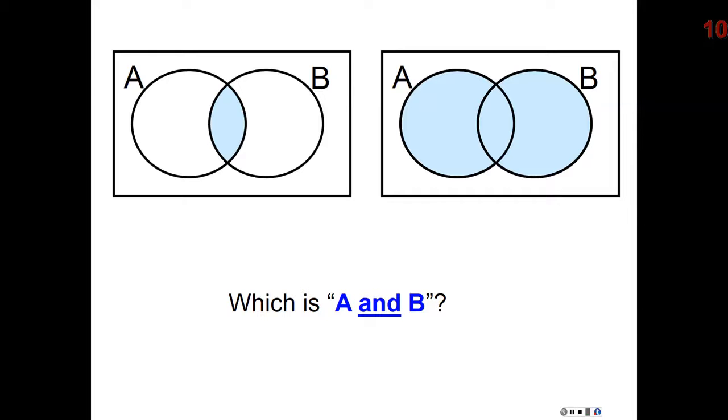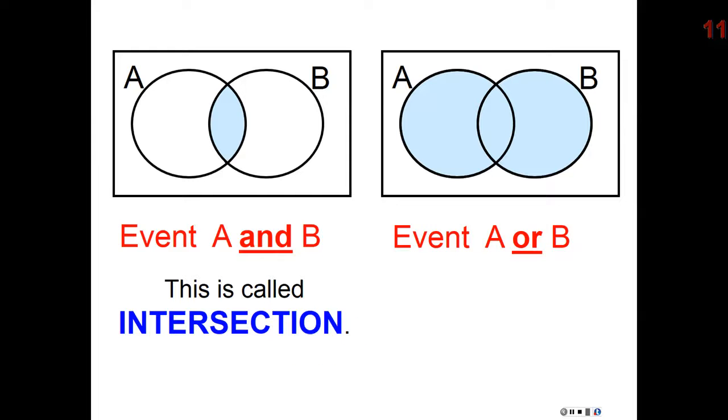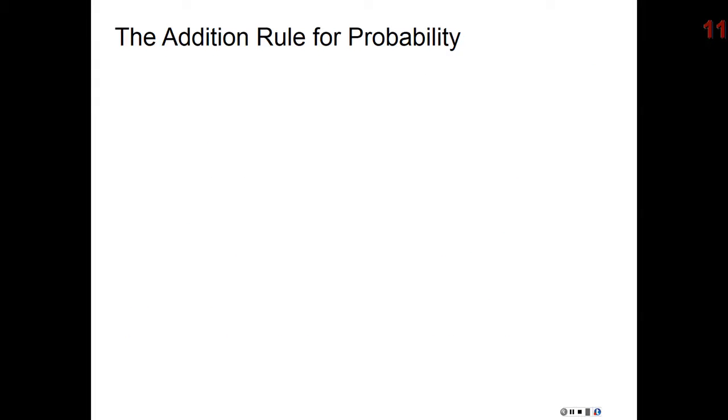So which is A and B? That is correct. It's the intersection where both are true. That's and. You got it. Which of these is A or B? The one on the right here. And is called an intersection, and or is called a union. The addition rule for probability uses this.